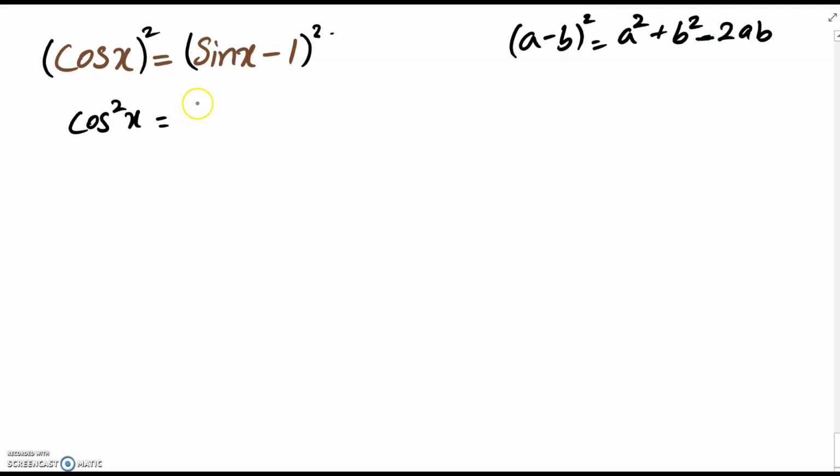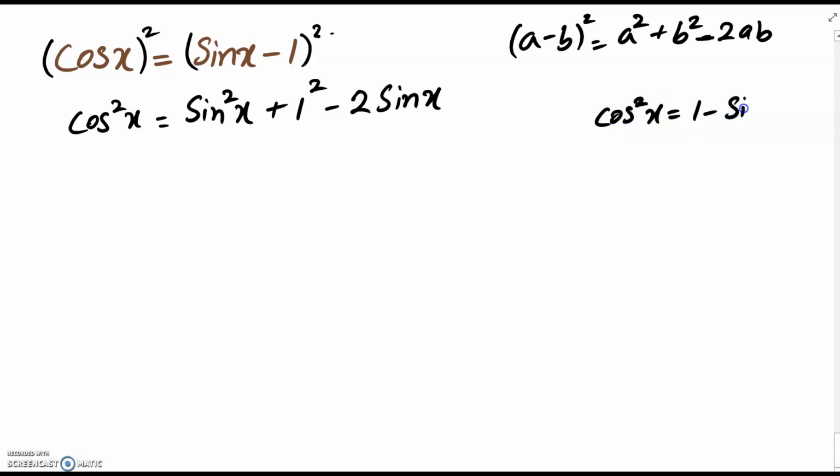So a is sine x, so sine squared x. b is 1, so plus 1 squared minus 2 times a, which is sine x, and b is 1, so we don't have to write it down. Now cos squared, we know this identity that cos squared x equals 1 minus sine squared x. The identity will not be written in this form, but I directly rearranged it. So now we will replace cos squared x with 1 minus sine squared x.